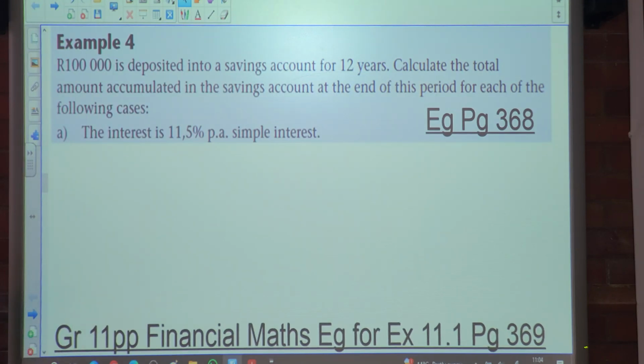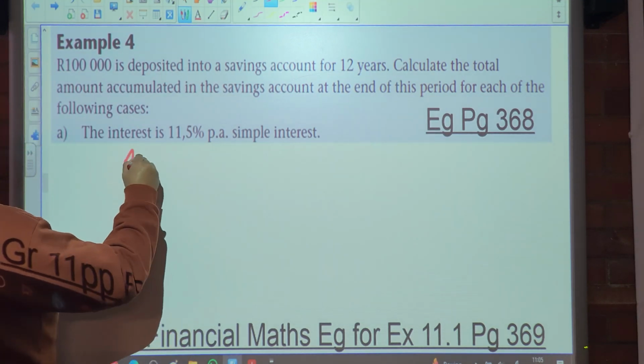Right, but anyway, we are told in example 4 on page 368, 100,000 is deposited into a savings account for 12 years. You see, they're not saying a teacher deposits 100,000. No, teachers don't have that. Who of you want to become teachers? All of you. Okay. Remember, 100,000 is deposited in a savings account for 12 years. Calculate the total amount accumulated in the savings account at the end of this period for each of the following cases. The interest is 11.5% per annum simple interest.